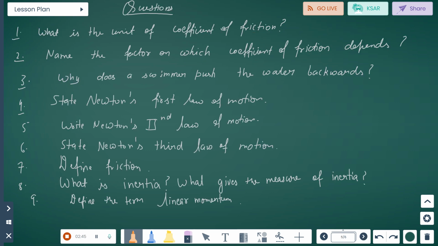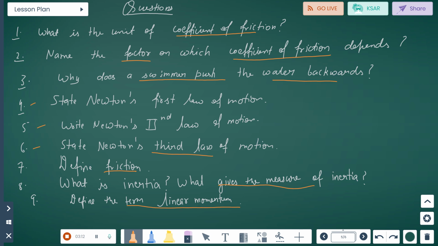Some questions arise. Question first, what is the unit of coefficient of friction? Name the factor on which coefficient of friction depends. Why does a swimmer push the water backward? State Newton's first law of motion, Newton's second law of motion, Newton's third law of motion. Define friction. What is inertia and which gives the measure of inertia?